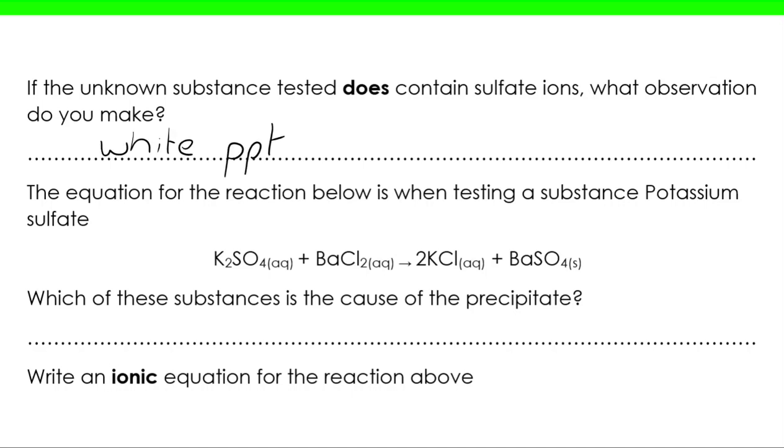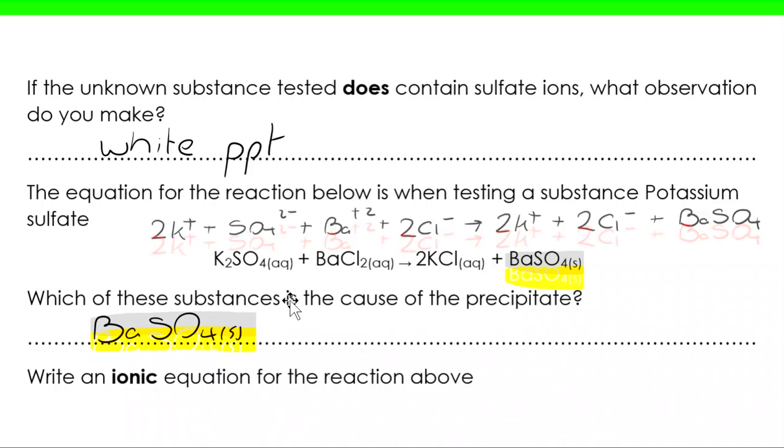And similar to what we looked at earlier on the previous test, which of the products here is going to be that white precipitate? Well, the state symbols give it away. Our BaSO4, barium sulfate, is solid. So BaSO4 is the cause of the precipitate. And another opportunity to do an ionic equation. Break up anything that's aqueous and ionic, and we get this. I've not broken up the BaSO4. It's ionic, but it's solid.